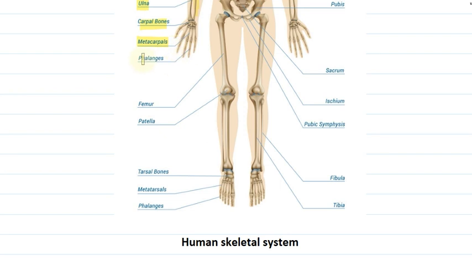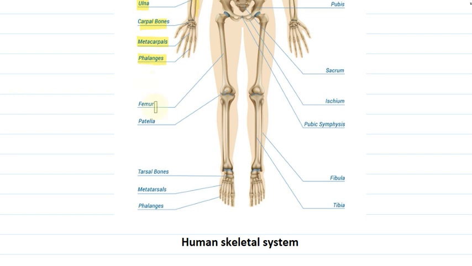Then there are the phalanges. These are actually the digits, the bones of the fingers. Phalanges are also present in the bones of the toes, but here we are only talking about the fingers. So this was about the bones present in our hands.